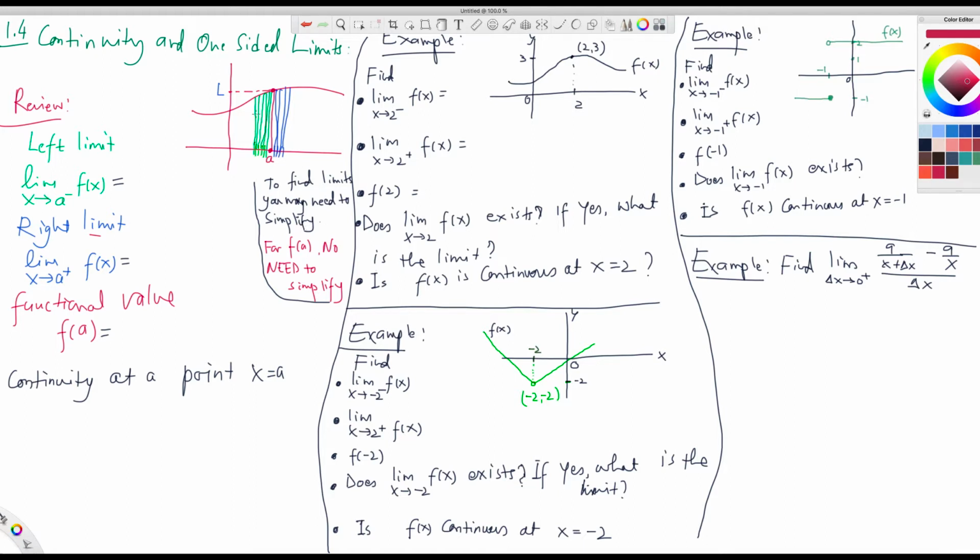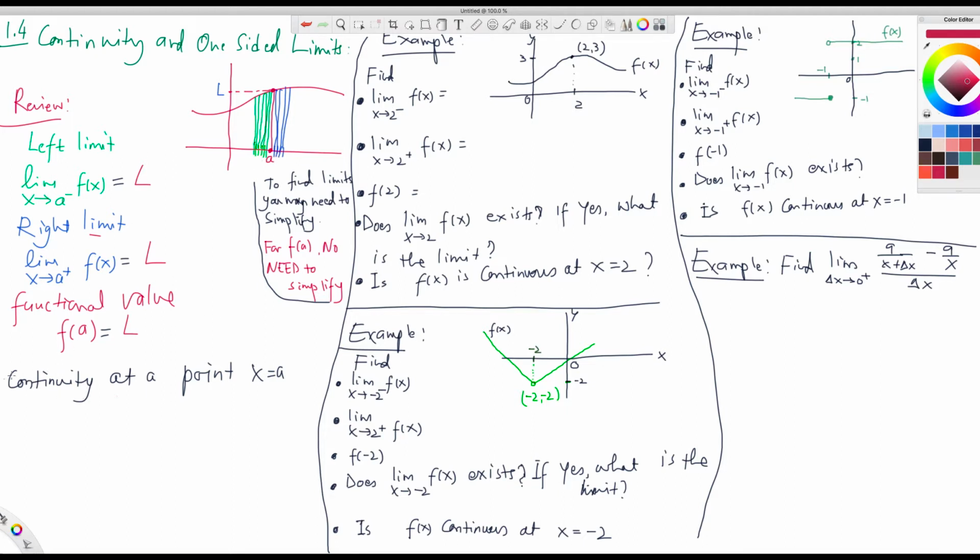In this example, I am just looking at the graph and finding the limit. From the left, when you get close to A, the height looks like almost L. From the right, when you get close to A, the height also looks like L. And at A, the functional value, meaning the height of the function at A, is also L. So here, the left limit, the right limit and the functional value, all of them are equal. So if a function has these three things equal, we call the function continuous at that point A.